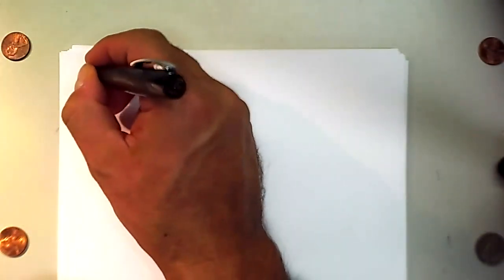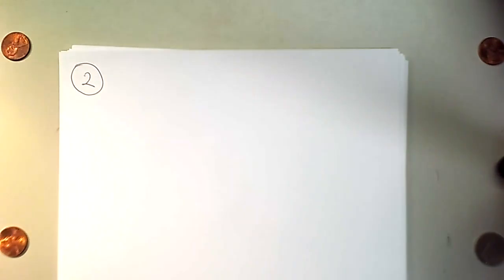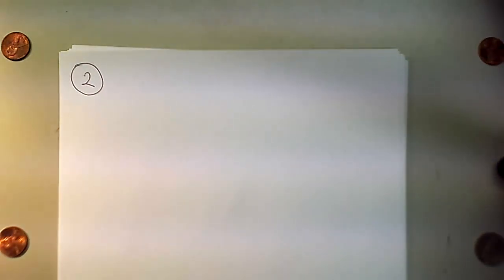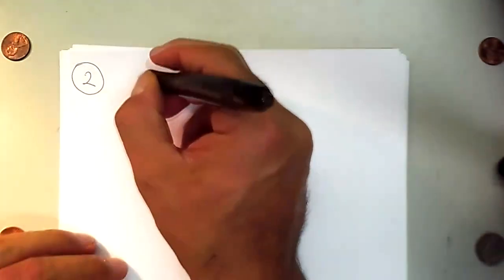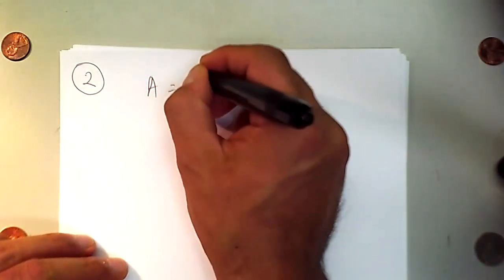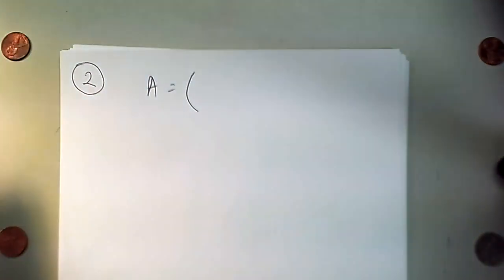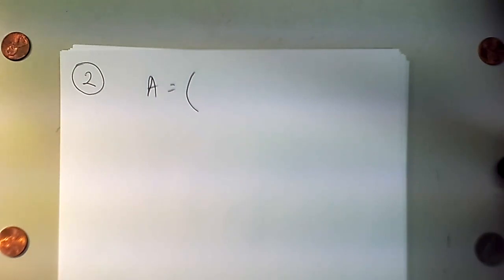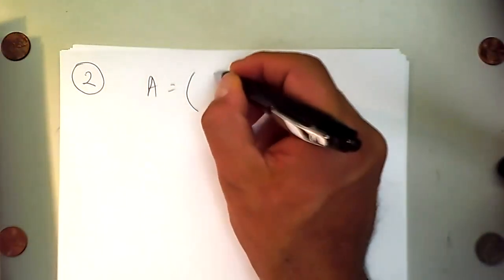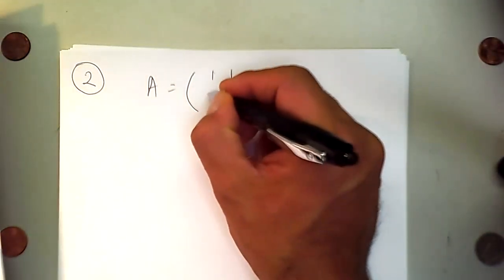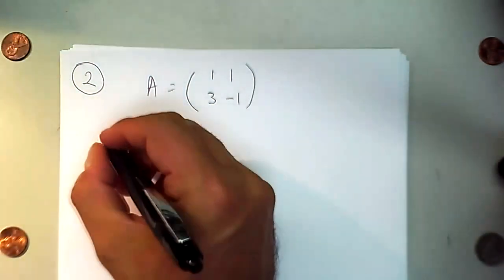So here's the application to this. Let's label this as example 2, which is a follow-up of example 1. A is going to be the same matrix we started out with in example 1: 1, 1, 3, negative 1. Okay, and here's the problem.